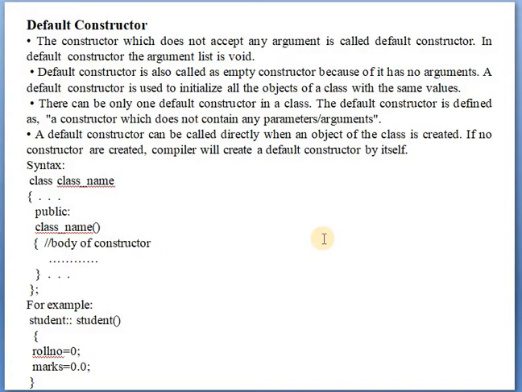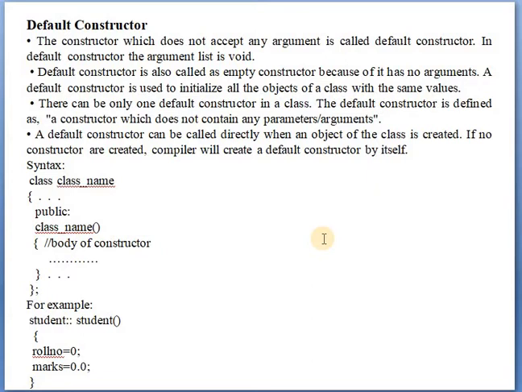A default constructor can be called directly when an object of the class is created. After creating the class, in the main function we will create the object of that class, and when we create an object of that class, this default constructor is automatically called. If no constructor is created, the compiler will create a default constructor by itself.